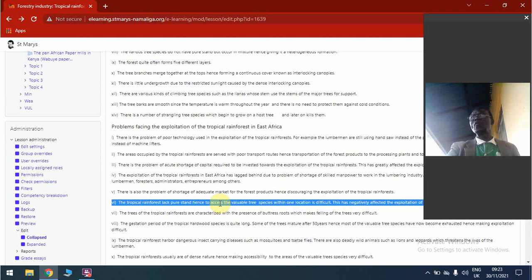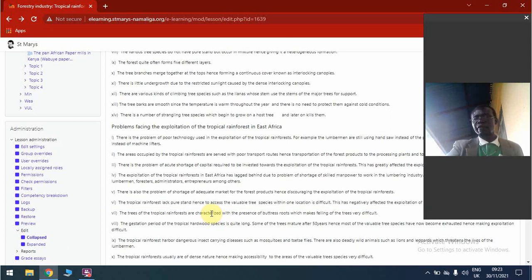There is no possibility of finding within one location only one type of tropical rainforest tree. So this has made exploitation very difficult, because if you want, for example, to exploit only mivule tree species, which is needed in the market, then you have to cut one tree from one location, then you have to travel several meters away within that thick forest to go and get another mivule tree. So it becomes very tiresome to do this job because of lack of pure stand. And this has affected greatly the exploitation of the tropical rainforests.